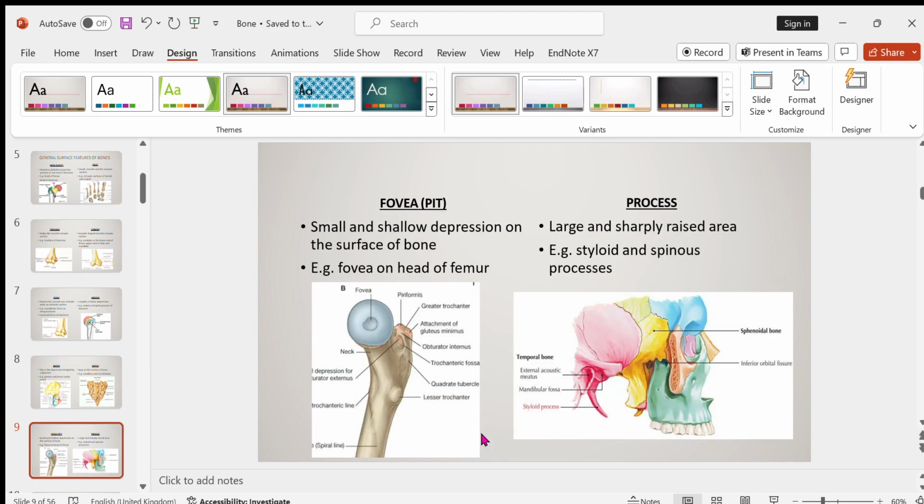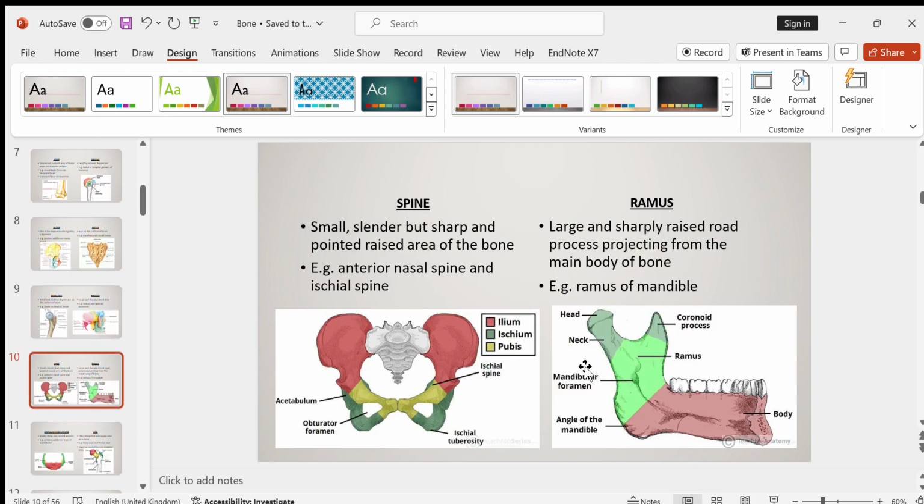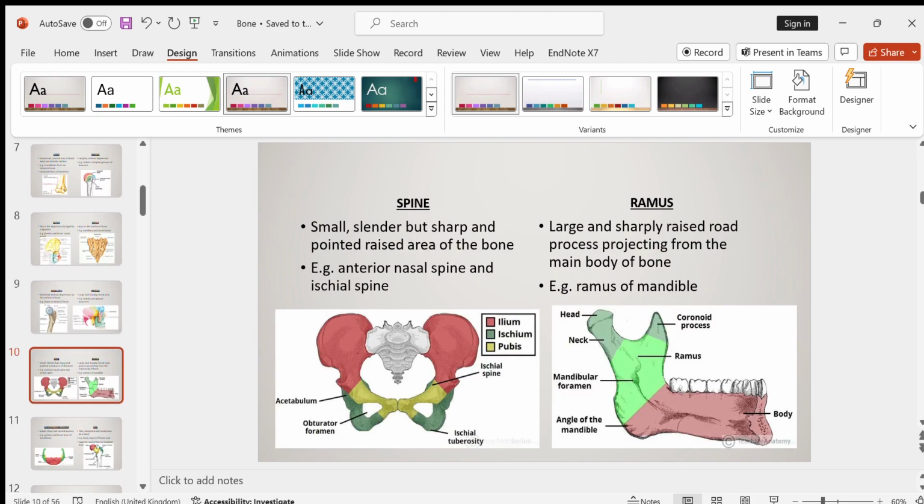Now fovea is a small pit or depression. This is the head of the femur and this small pit is called the fovea on the head of the femur. Process is a structure that is protruding from a bone. This pointed structure is the styloid process of the temporal bone. Spine is a sharp structure of a bone. This is the ischial spine. The hip bone has three parts, the ilium, ischium and pubis, and this is the ischial spine.